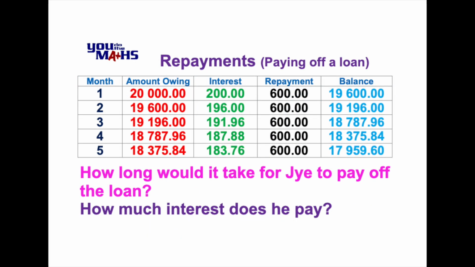Now we could continue that on a spreadsheet or going through and doing it manually until we see that that loan reduces to $0. So it's certainly a simplistic way of doing it, but it can be quite time consuming. Let's have a look at how we do it on the financial application on the Casio Classpad.